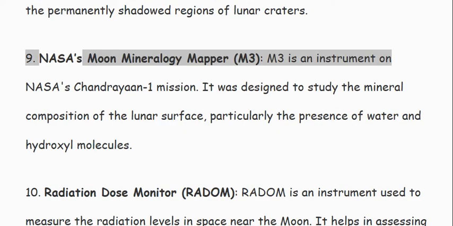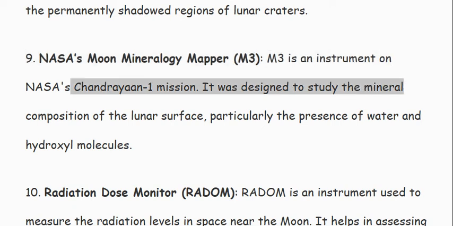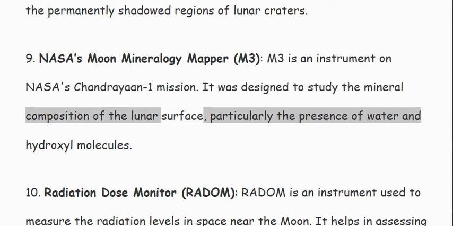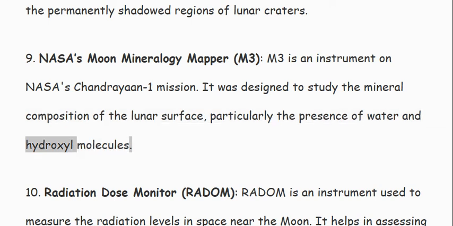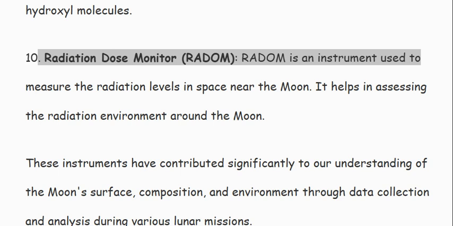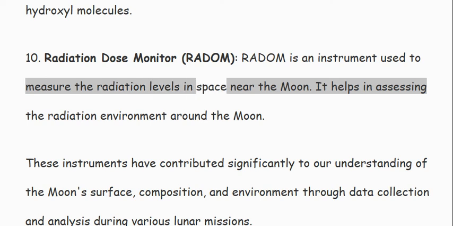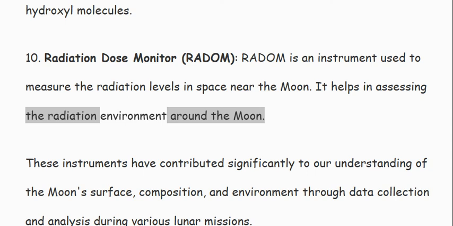9. NASA's Moon Mineralogy Mapper. M3 is an instrument on NASA's Chandrayaan-1 mission. It was designed to study the mineral composition of the lunar surface, particularly the presence of water and hydroxyl molecules. 10. Radiation Dose Monitor. RADOM is an instrument used to measure the radiation levels in space near the Moon. It helps in assessing the radiation environment around the Moon.